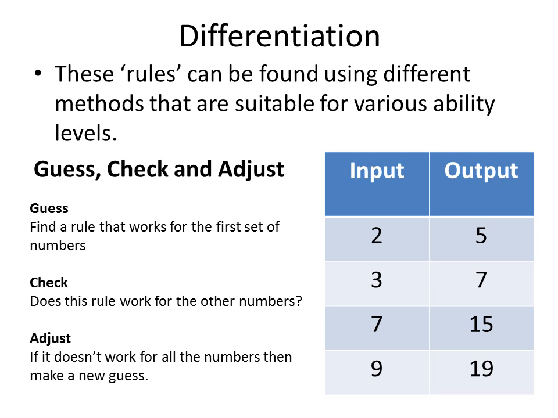Another aspect that makes this an exemplary learning activity is that it can be undertaken by students at various ability levels. For instance, one student may use the guess, check and adjust method. This involves the student guessing the rule that may work for the first set of numbers, and then checking whether this rule works for the other numbers. If it doesn't, they then adjust their guess and make a new guess, and continue until they find the rule.